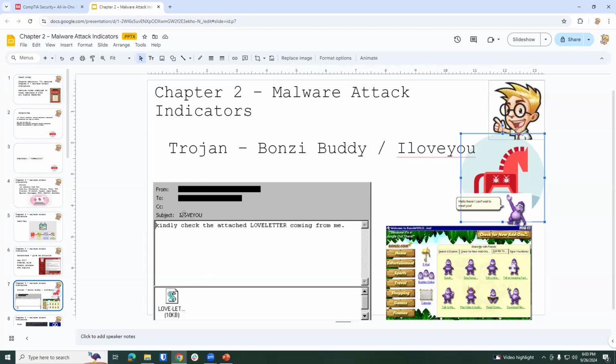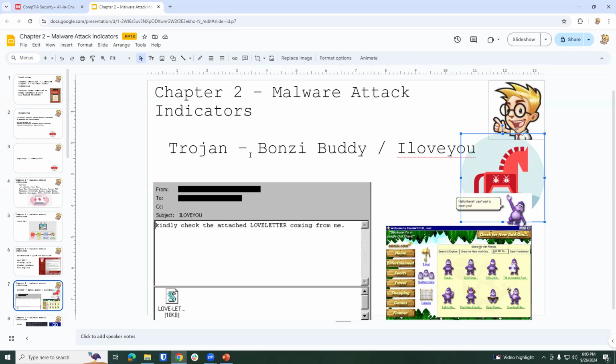There's a subject that says I love you, and it says kindly check the attached love letter coming from me. And this file is actually a VBS or Visual Basic file, some sort of visual code that would attach itself to your computer and send out emails as you to all of your contacts in your address book. And then they would open it and it would rinse and repeat and spread very quickly.